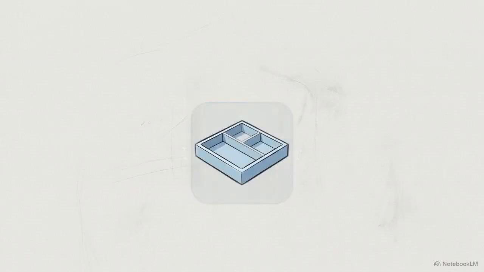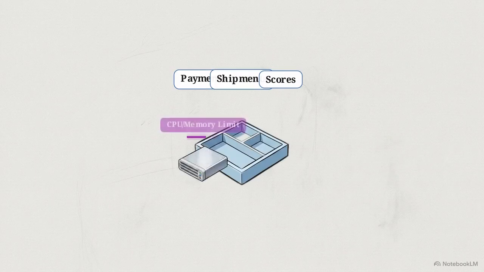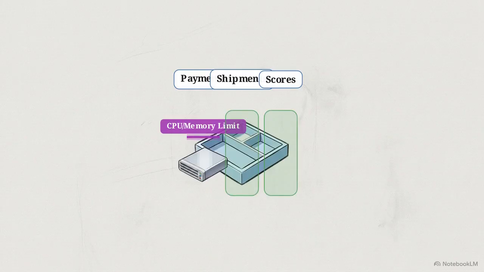We partition our cluster using namespaces, carving out isolated zones for teams like payments, shipments, and scores. Next, we attach resource quotas. This hard limit guarantees a heavy application hits a ceiling, preventing it from starving other teams of CPU or memory.